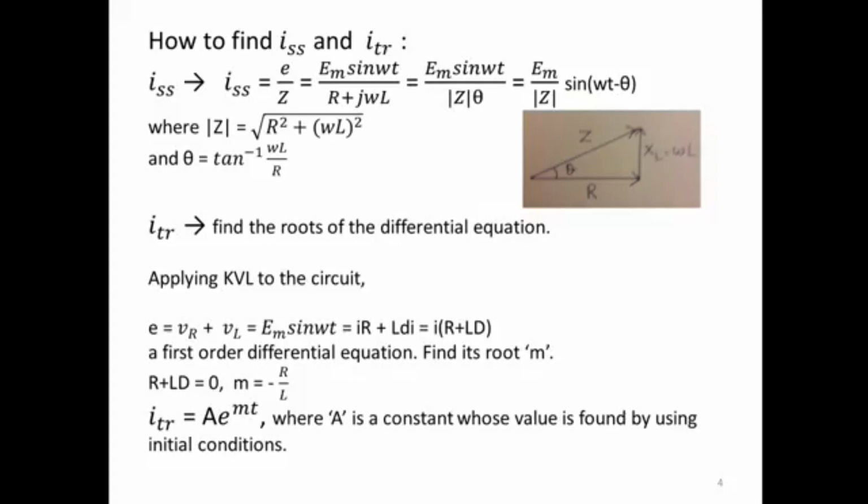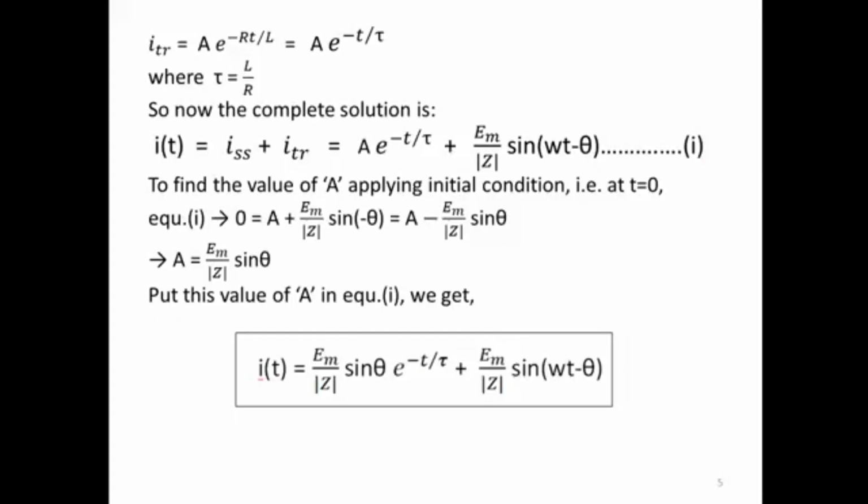Since it is a first order equation, it has only one root. If you solve this equation, R plus LD equal to 0, then D will be equal to minus R upon L. That will be called the root of this equation. Now there is a standard method to represent the transient component, and this is i_tr is equal to A e to the power mt, where A is a constant value which can be found by using initial conditions afterwards.